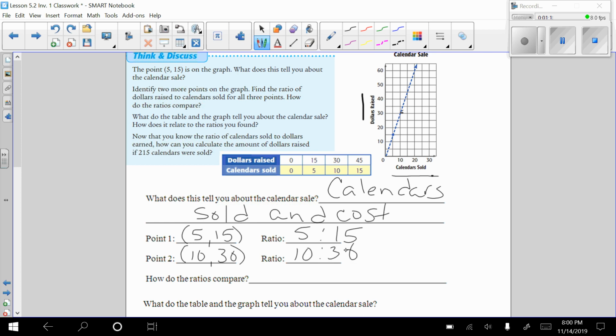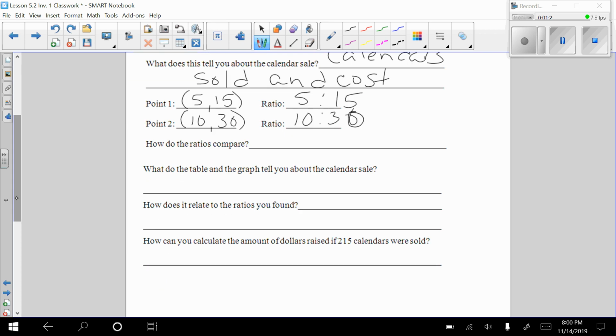How do these ratios compare? Well, are they proportional? Remember, we learned how to find things that are proportional by reducing them or cross-multiplying. If I reduce 5 over 15, it's going to equal 1 over 3. And if I reduce 10 over 30, it's also going to equal 1 over 3. They are equal. They are equal ratios.